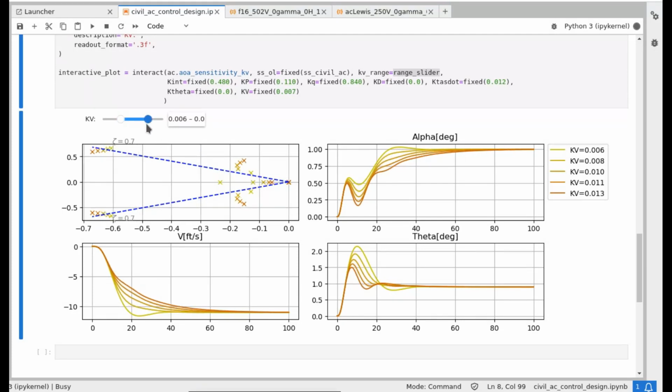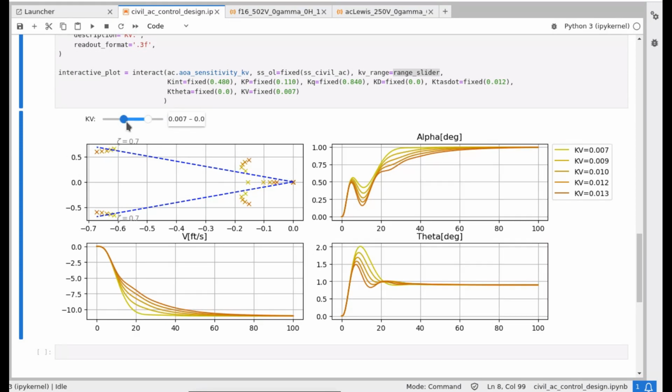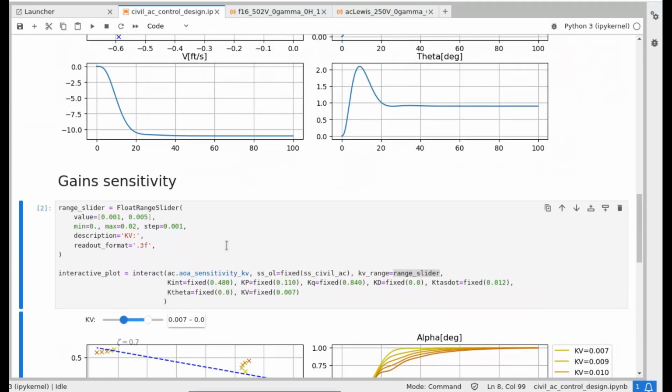It's super cool as well. This can help a lot if you are designing for a single condition. You can see how this kV is changing even your short period poles. So okay.